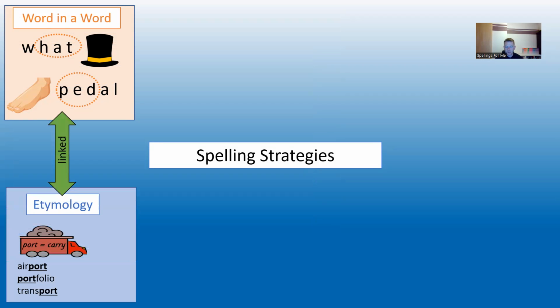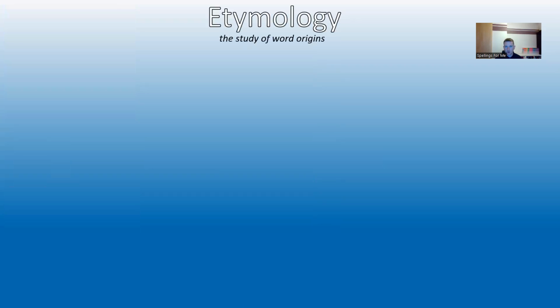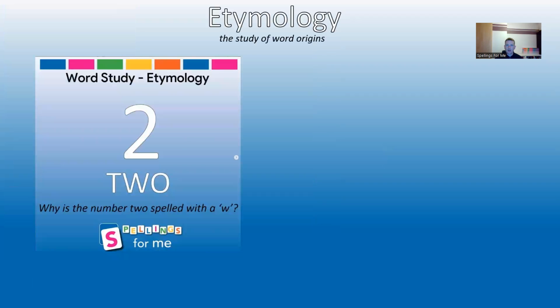As you can see, it's quite simple. You find a mini word inside that word, like the word what with a word like hat inside it. Ped means foot inside the word pedal, which would be linked to etymology. So to explain etymology first, etymology is the study of word origins, like the number 2. Why is there a W in the number 2?